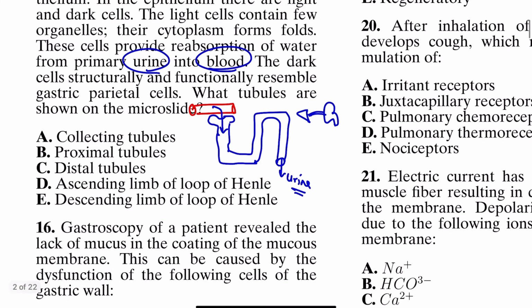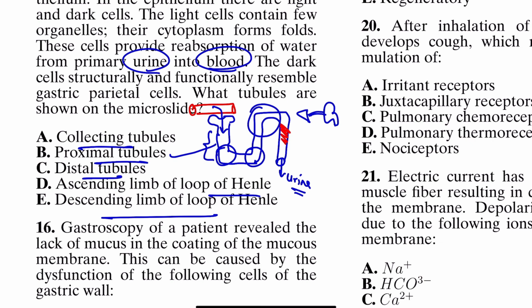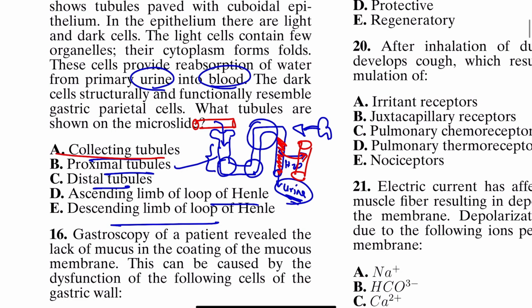This nephron has multiple parts: proximal tubules, this part here; distal tubules, this part here; ascending loop of Henle, descending loop of Henle, these parts here. But the collecting tubule, this here, okay, it's the last part. It reabsorbs water. It takes water from the urine to the blood vessel, like here. Okay, it takes water from here to here. So this is the function of the collecting tubules.